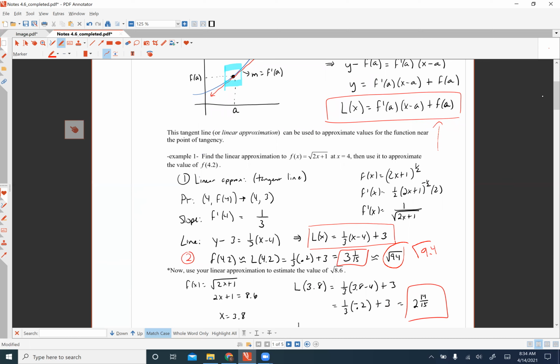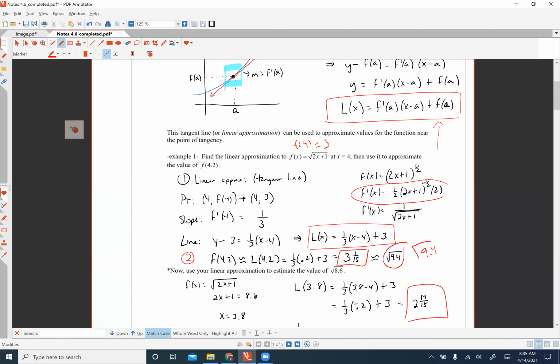We're going to find the tangent line going through 4 comma 3. So f of 4 is 3, right? We're just going to find the equation. I think we're really very good at finding tangent lines by now. So you take the derivative of the function, and you just use the chain rule. You get 1 over the square root of 2x plus 1, and at 4 the slope is 1/3.